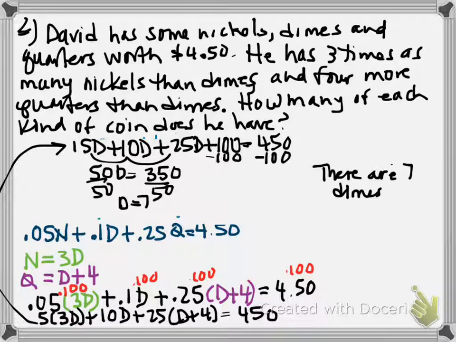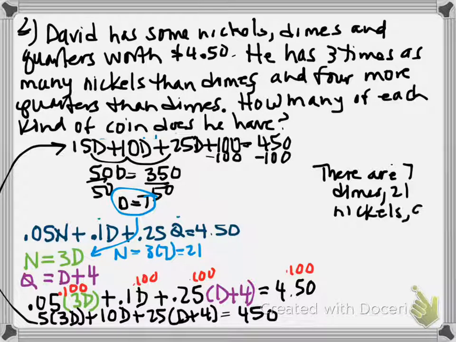And then I'm going to take that answer and plug it back in here first to figure out the number of nickels. So nickels is 3 times 7, or 21. 21 nickels. And take that and plug it into this equation, and the number of quarters is 7 plus 4, or 11. And we have 11 quarters.